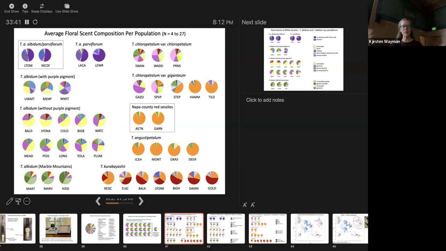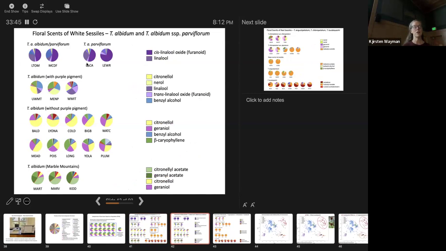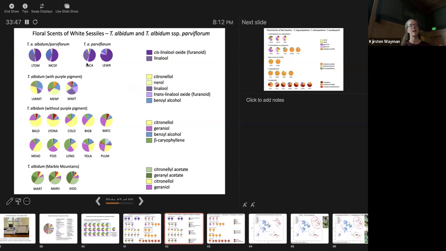Now, rather than look at this all at once, I'm going to do this in parts. So we're going to do the left half first, because the left half represents the white sessile trillium. And we'll start up here with Trillium parviflorum. So these populations of Trillium parviflorum and those intermediates or questionable plants are all represented largely by these compounds, linalool and a derivative called cis-linalool oxide. So you can see by the colors that those are the major compounds there.